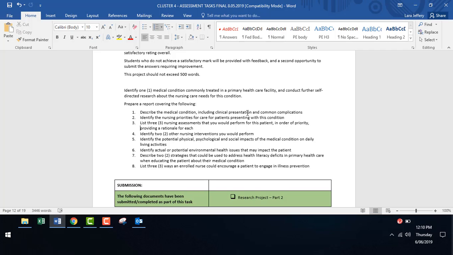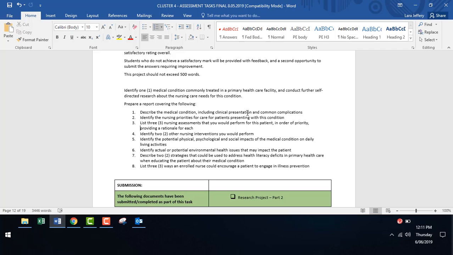Question 7, describe 2 strategies that could be used to address health literacy deficits in primary health care when educating the patient about their medical condition. In the nursing course you now have a higher level of health literacy, and how you interact with the healthcare system and how it works, than you did before you started the course. When thinking about literacy, think about whether they can read or write, or understand. Do they speak a different language?